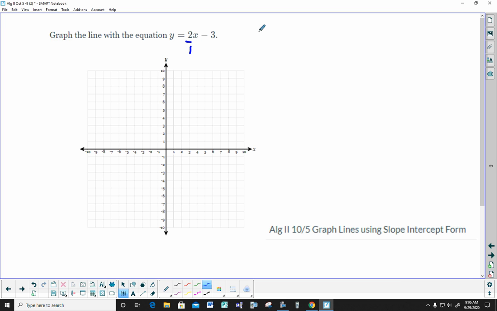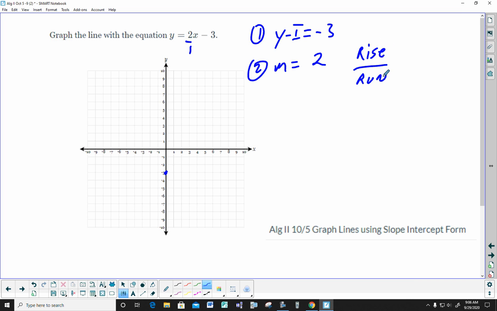Okay? So the first thing that you were doing was the y-intercept, which is -3. And then the second thing you're doing is the slope, which is 2. And you're looking at it as rise over run. Sorry, it's not a very good R. And if it helps you, you can put it over 1 to see the run. So you're rising 2, running 1. Rising 2, running 1. And then draw your line.